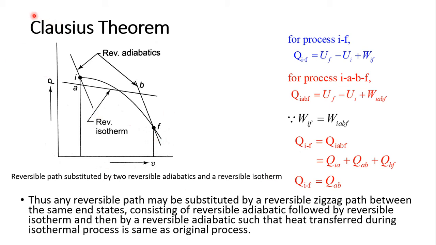So basically we have not started Clausius theorem yet. This is basically some rough work for the analysis of Clausius theorem. So this conclusion is very important: for the same end states, that is IF, when you replace a reversible path by a zigzag of reversible adiabatic, reversible isotherm, reversible adiabatic, the heat transfer during the original process IF is equal to the heat transfer during the reversible isotherm AB process.